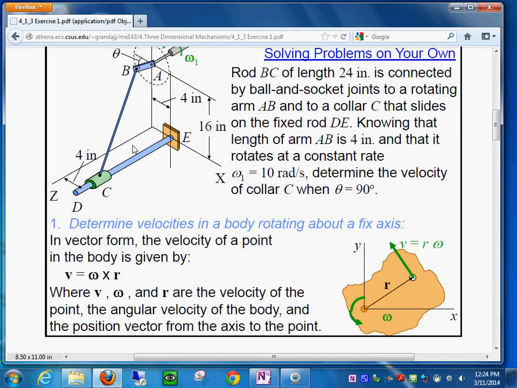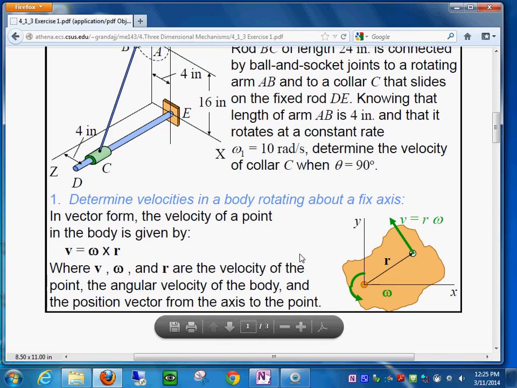Very quick review. In this case, what are the velocities of a rotating body about a fixed axis? Of course, if you have a rigid body like this, and you consider this point over here, the velocity of this point has to be omega cross r. So you have omega coming out of the board, or rather the screen, cross r, and you're going to get the velocity this way. That's what this is.